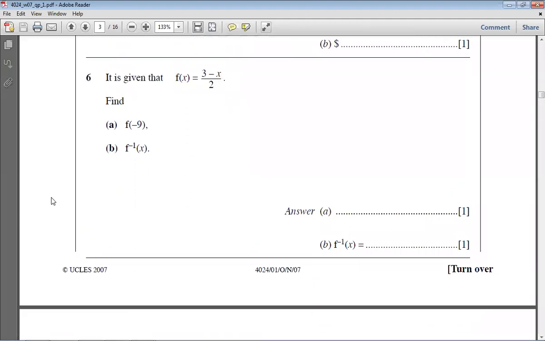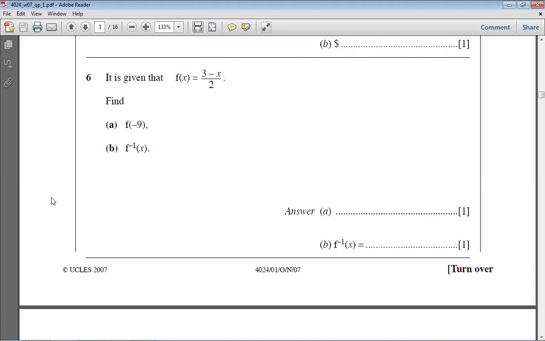Okay, this is a question on functions. It is given that f of x is 3 minus x, the whole thing divided by 2. The question is find f of minus 3. So f of minus 3 means that in the formula of this function, wherever the variable is, substitute that variable with minus 9, and then find the value of that formula.